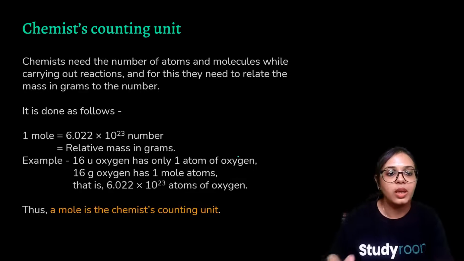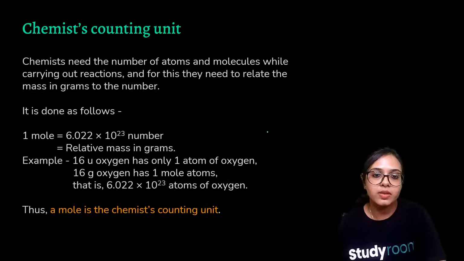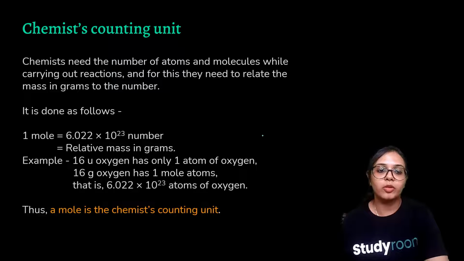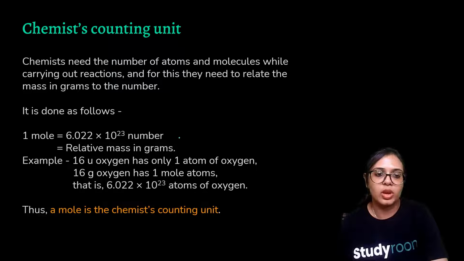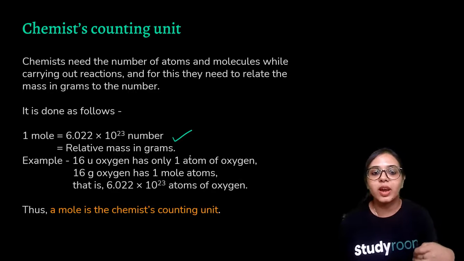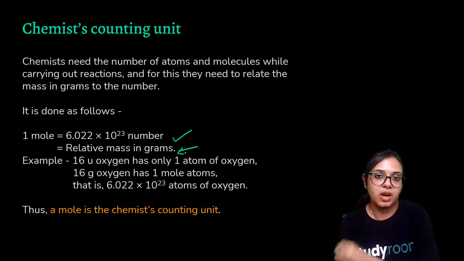Chemists' counting unit. Chemists need the number of atoms and molecules while carrying out reactions, and for this they need to relate the mass in grams to the number. How is it done? It is done with the help of mole. We know that a mole of a substance has 6.022 into 10 to the power 23 particles. So when we have to calculate the mass, we just write the relative mass in grams, the relative atomic mass at the atomic level or the molecular level, whatever it is.